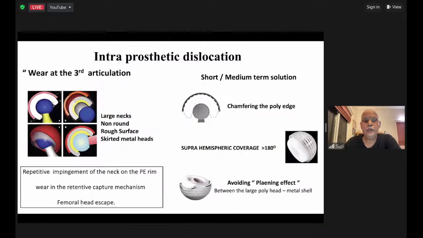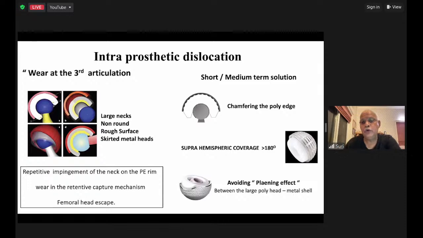So intraprosthetic dislocation is basically a wear of the third articulation. When I say third articulation, we have a convex and a concave side of the plastic, which articulates on the metal shell. Then when it comes to the extremes of motion, initially you exhaust the inner concave movement, and then the convex movement takes over when the neck impinges on the plastic. When that happened, this was the source of polywear, and this has been the reason for intraprosthetic dislocation, when it slowly started wearing out and the head escaped the confines of the plastic.